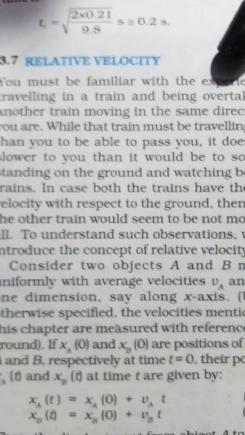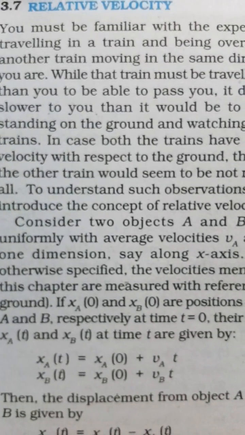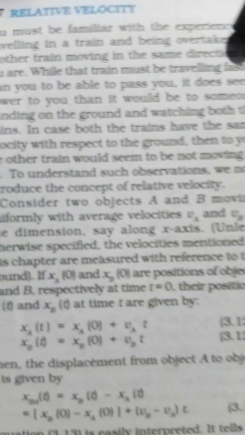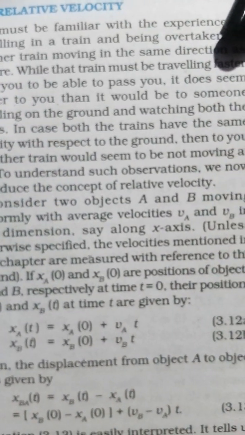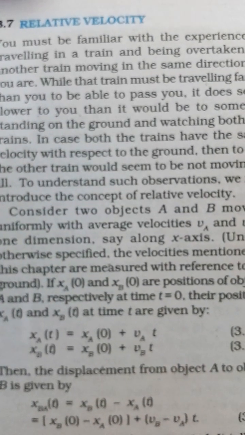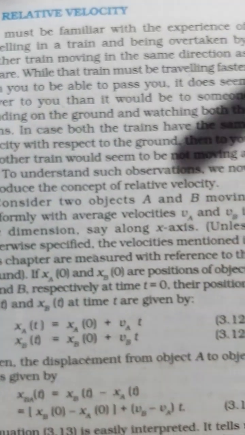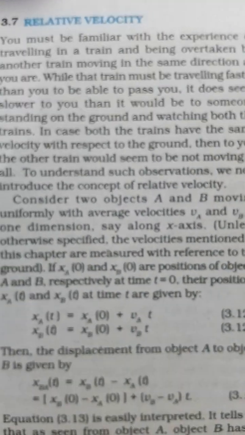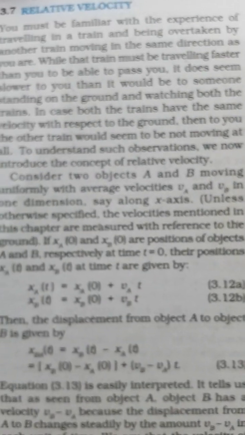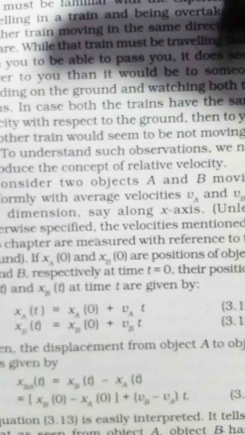It does seem slower to you than it would be to someone standing on the ground and watching both the trains. In case both the trains have the same velocity with respect to the ground, then the other train would seem to be not moving at all. To understand such observations, we now introduce the concept of relative velocity. So relative velocity, you will understand.